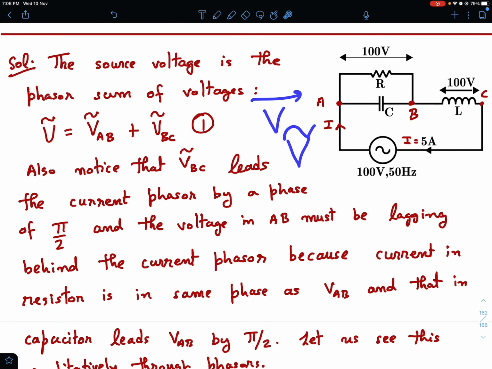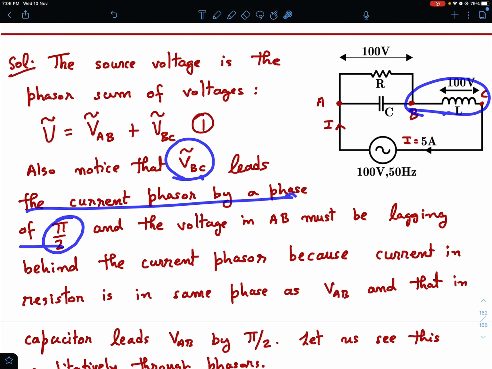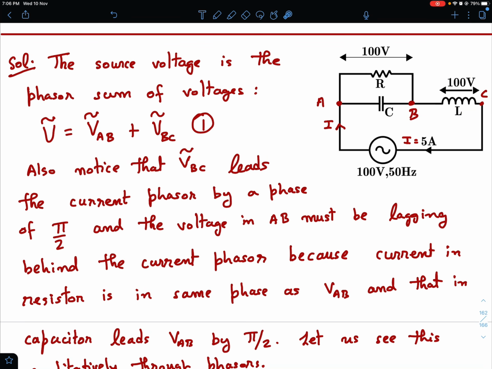Just like we use vector notation, I have used the tilde over the normal symbols to denote a phasor quantity. So the VBC phasor, that is this voltage phasor, leads the current phasor by a phase of pi by 2. So you know that in an inductor the voltage leads the current by a phase of pi by 2. That's why I've written that it leads the current phasor by a phase of pi by 2. Okay, and the voltage in AB must be lagging behind the current phasor. So this we need to understand. In this one, the voltage must be behind the current phasor.